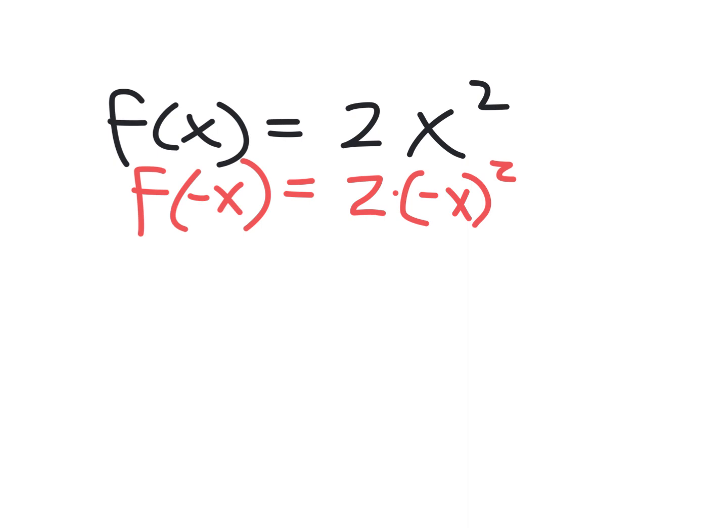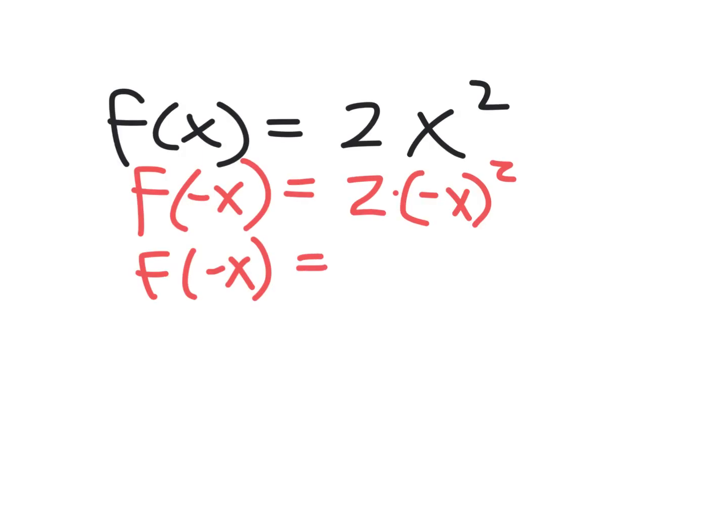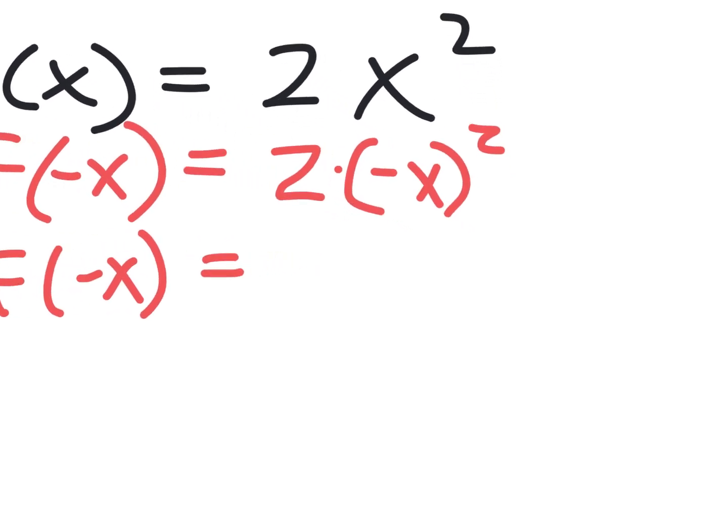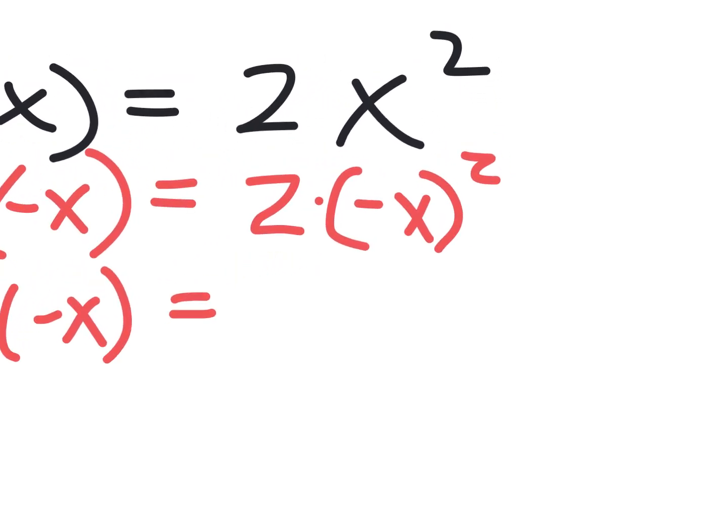What did I do? I just stuck in a -x. And now you simplify it again. There's no way to simplify that, so I just keep copying it down. And this one, does the negative square away when you have something squared inside a parenthesis like that? Yes, it does go away, so it's just 2x squared.